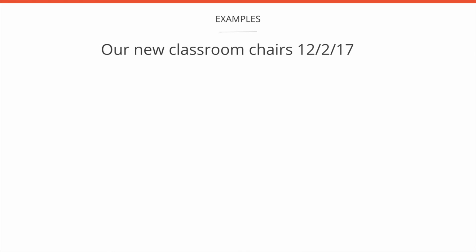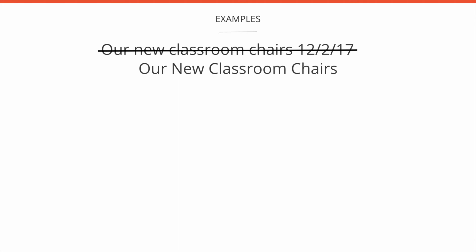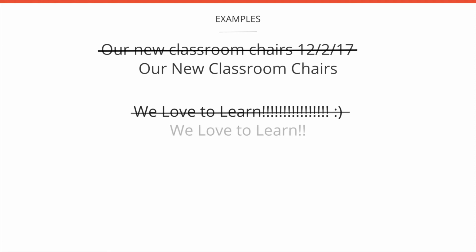In this first example, we have "our new classroom chairs 12 to 17." We see that it's not capitalized like a book title, and there's a date in there. So we'll change it to just "Our New Classroom Chairs" and capitalize each word so that it looks like a book title. In our second example, we have "We love to learn" with a million exclamation points and a smiley face. We want to take out the emoticon and we want to shorten the exclamation points, though we love the teacher's enthusiasm. So we'll change it to just "We love to learn" with 2 exclamation points.